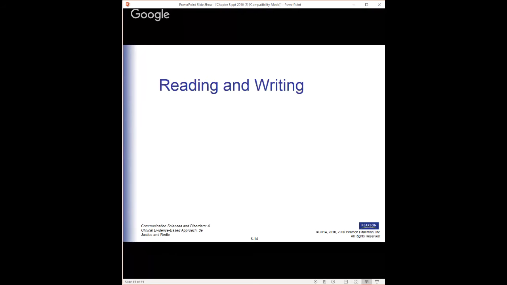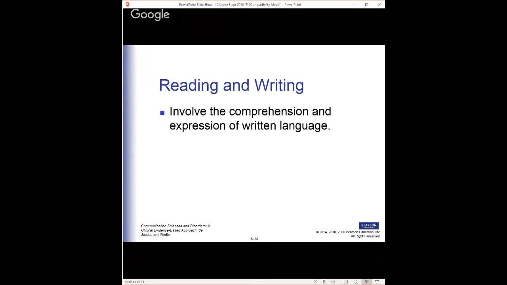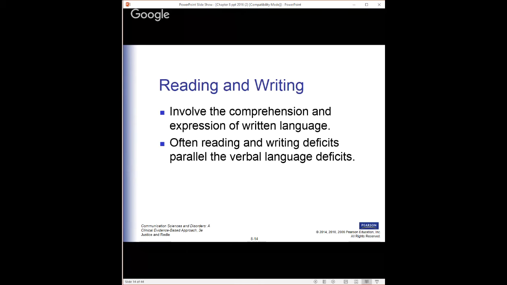In reading and writing, they involve the comprehension and expression of written language. Often reading and writing deficits parallel the verbal language deficits.